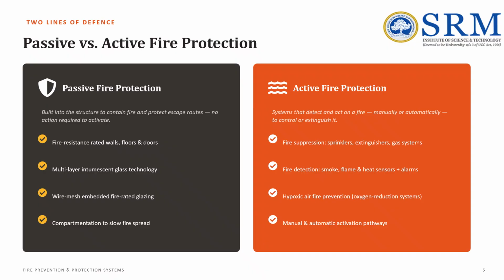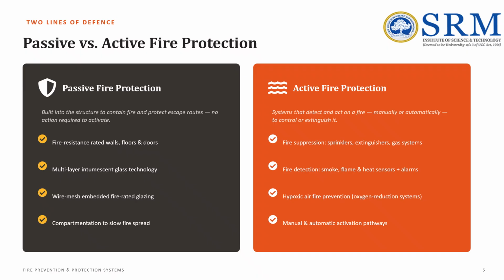So fire protection systems are broadly divided into passive and active systems. Passive fire protection consists of safety features that are permanently built into the structure. These systems do not require activation. For example, fire-resistant walls, fire-rated doors, fireproof floors, fire-resistant glass, and compartmentation. Their purpose is to contain the fire, prevent its spread, and provide safe evacuation routes.